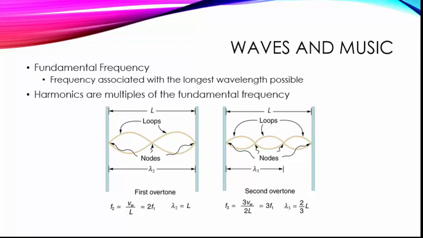But you have a fundamental frequency, and that's going to be with the longest wavelength possible on a string, and usually that's half a wave. And then after that, the harmonics are just multiples of that fundamental frequency. It's how many whole and half waves can you get on your string or in your tube.